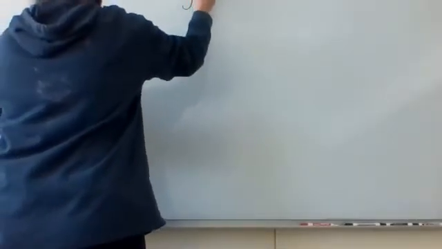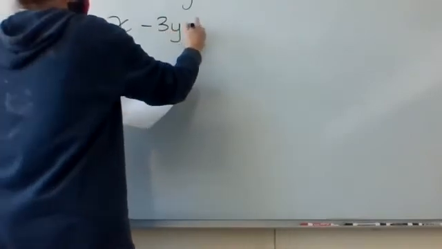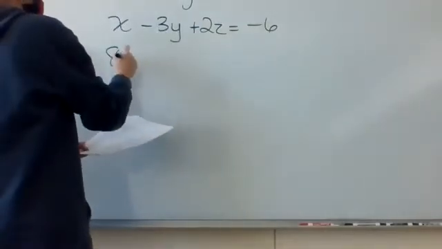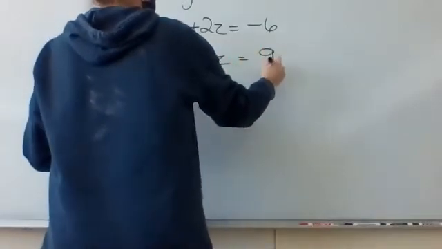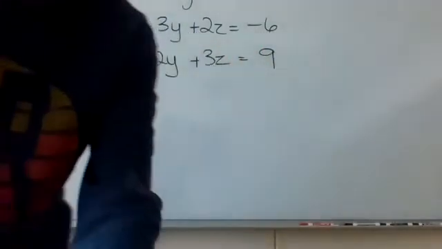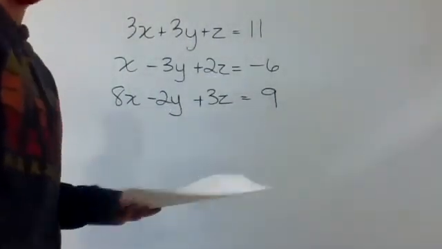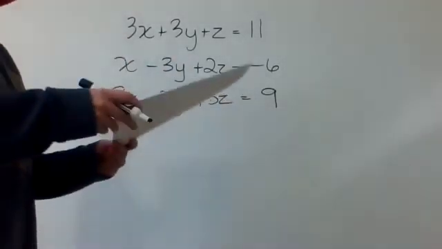So 9 is 3x plus 3y plus z equals 11. x minus 3y plus 2z equals -6, and 8x minus 2y plus 3z equals 9. Oops. So make sure that you write it down correct first. You'd be surprised at how many times mistakes are made just by writing the wrong numbers.